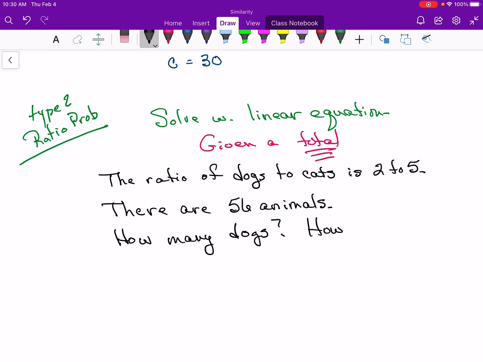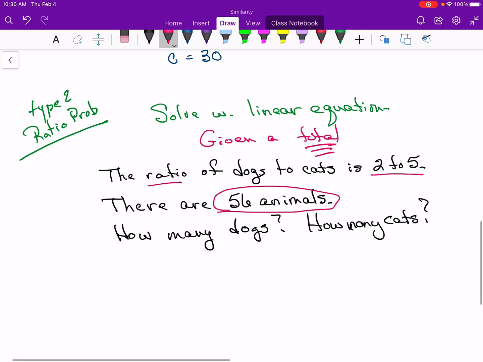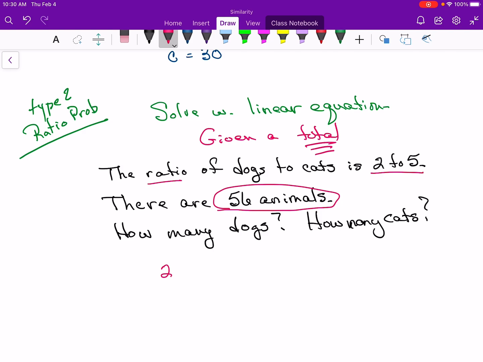And we could ask you for one, we could ask you for both. Notice the difference in the questions. We still give you a ratio, but this time we give you a total, not just one. So when we write that ratio of dogs to cats, the 2 to 5, we don't know either one of these other two. That's why a proportion will not work.